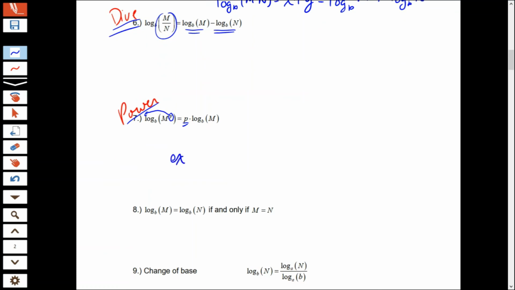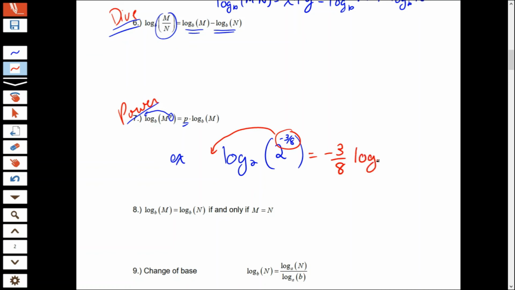So for example, log base 2 of 2 to the negative 3/8. Another way we could do this is to bring the negative 3/8 out in front. And then from the earlier property, what's log base b of b, or log base 2 of 2? Well, that's just going to be equal to 1, giving you negative 3/8 also.